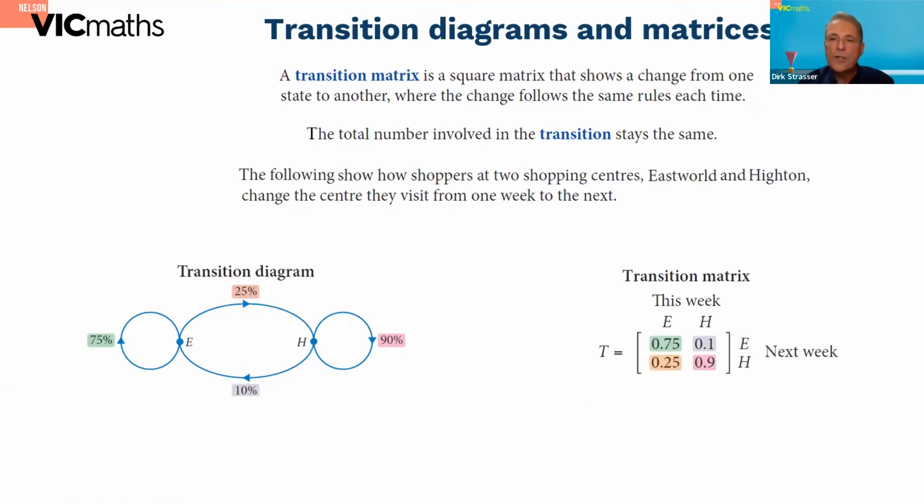The matching transition diagram is this. You can see that they use decimals. We use decimals instead of percentages in the transition diagram, but it works the same way, so that here, the column there is this week, and this over here is next week. This week, Eastworld, next week, Eastworld. 0.75 will be in Eastworld next week, is the equivalent of the 75% over here, and the same thing with the 0.1.